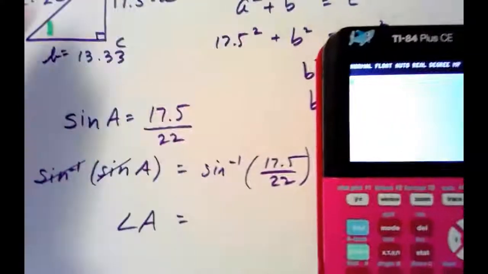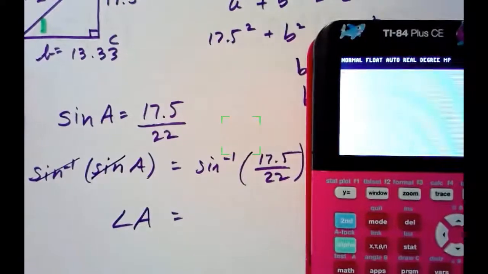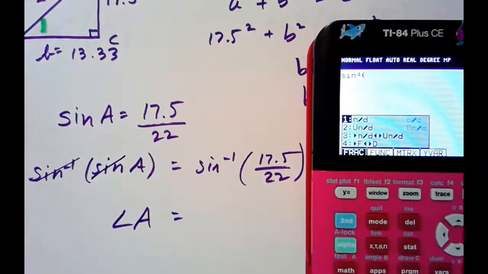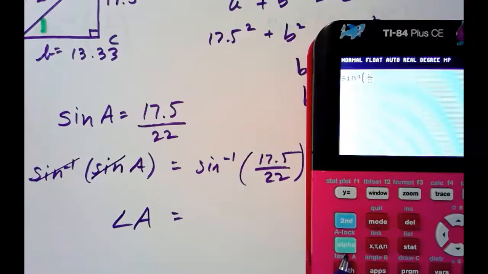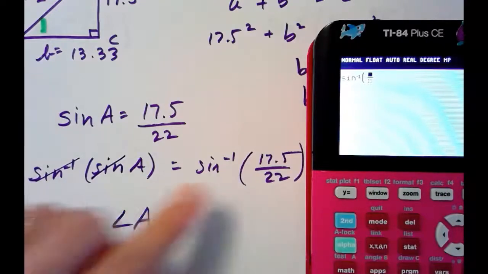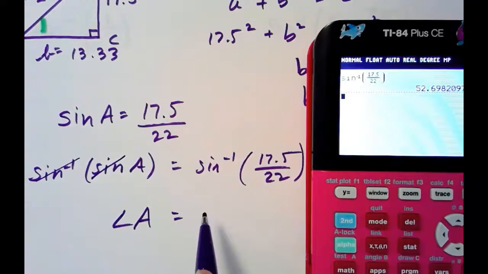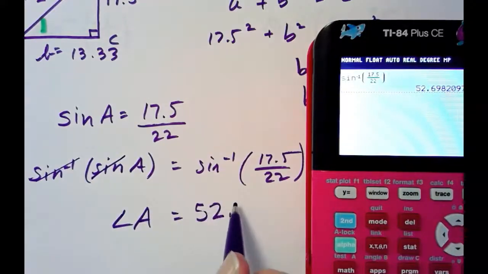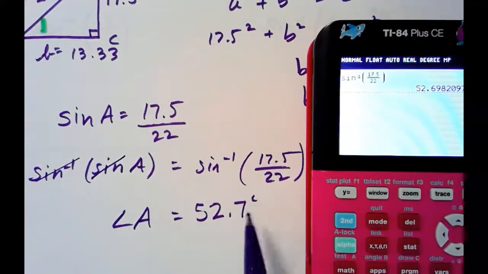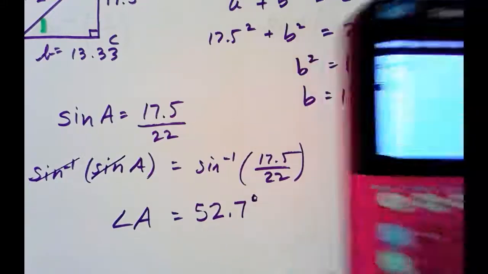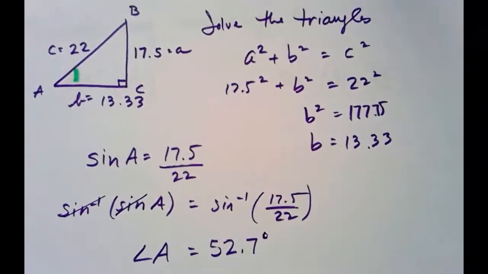Again, be sure you're in degree mode. So we are going to have sine inverse, and I'm going to utilize my fraction. Of course, the fraction is the second alpha f1. So this will be 17.5 on the top, on the bottom is 22, close the parentheses. We get angle A is 52.7 degrees. Let's do it again, and let's find angle B this time.